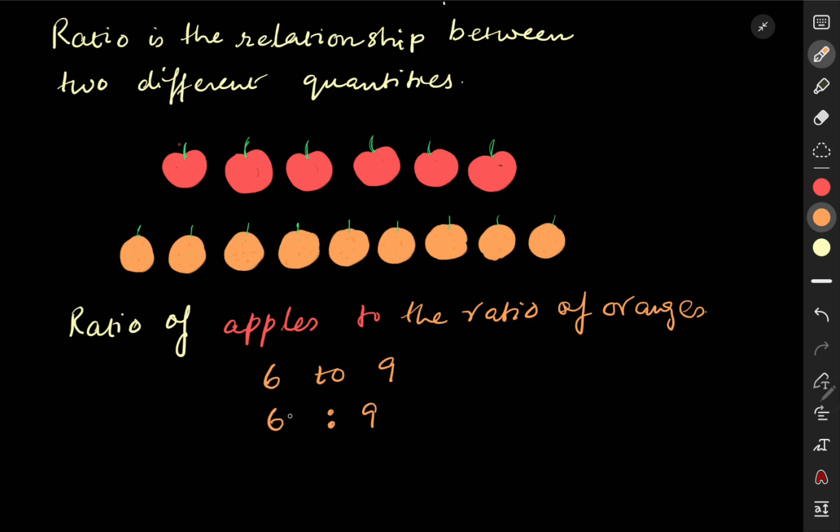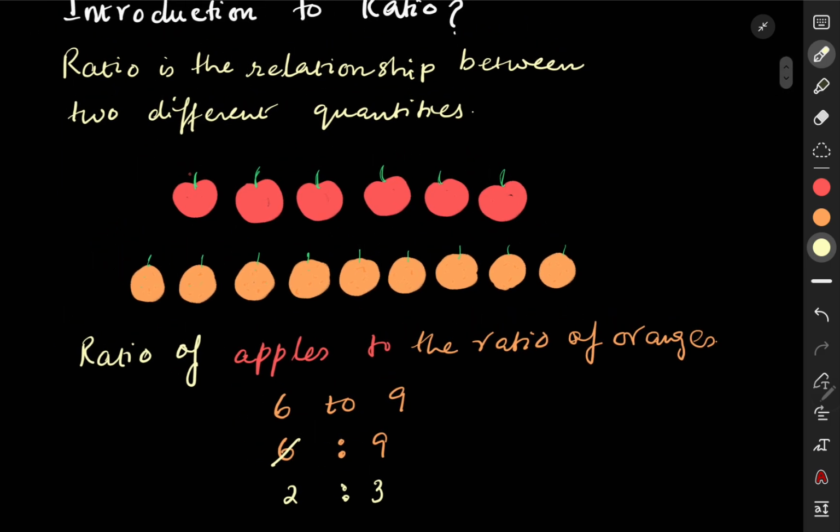So we see here that 6 and 9 have the common factor 3. So we divide by 3. 6 divided by 3 gives 2, and 9 divided by 3 gives 3. So the reduced form of the ratio of apples to oranges is 2:3.